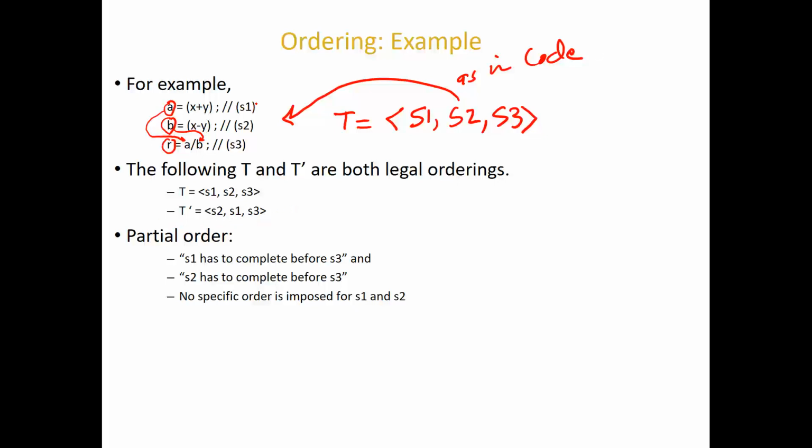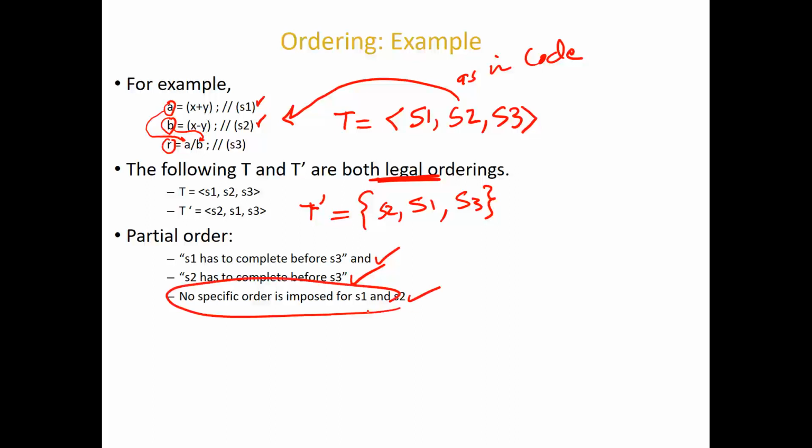But we can find a legal order where we get the same result by, for example, switching S1 and S2. Notice that S1 and S2 are dependent only on X and Y. So we can have another legal order where I could have S2 before S1. What's the problem? Both are producing a result that S3 needs, so S3 has to stay. So we call T prime a legal order. I can define the partial order by saying that S1 must come before S3 and S2 must come before S3. No specific order between S1 and S2 because they are really not dependent on each other.